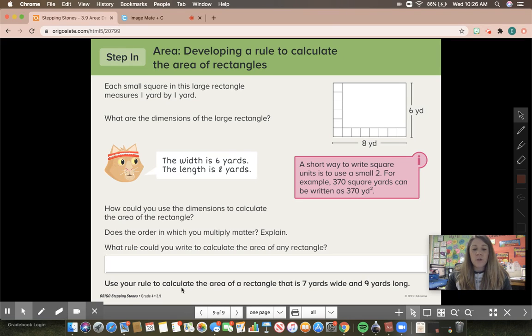Okay, use a ruler to calculate the area of a rectangle that is 7 yards wide and 9 yards long. What equation can I write to calculate the area of this rectangle? Okay, yes, we can do 7 times 9 or 9 times 7. What is 9 times 7? Think about that 9 strategy that you've learned.